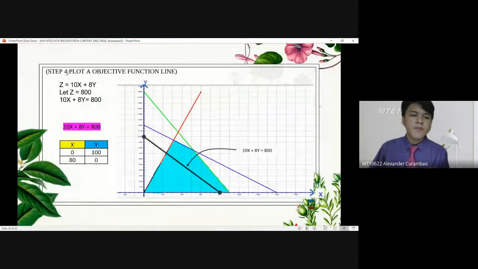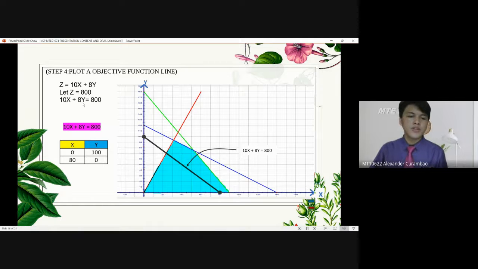Okay, step four, plot an objective function line. This is the same as the constraint. We need to use the equation to make one straight line. Okay, this is the objective function z. Now we need to find a right value to substitute into the z so that we can get one equation and plot the equation as a straight line. So I put here 800.